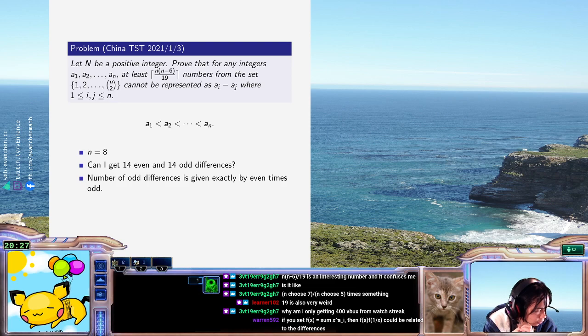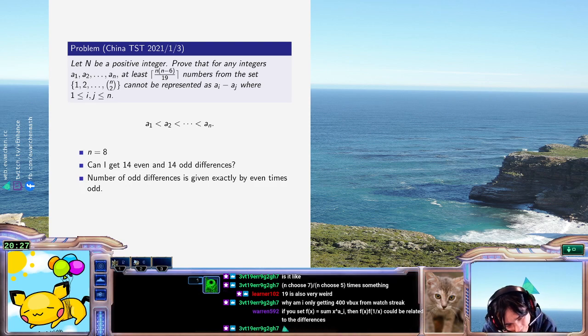N choose 7 over n choose 5. You want to look at the generating function? I mean, I don't like it. I don't see a reason to. Like, what would I do if I had that?